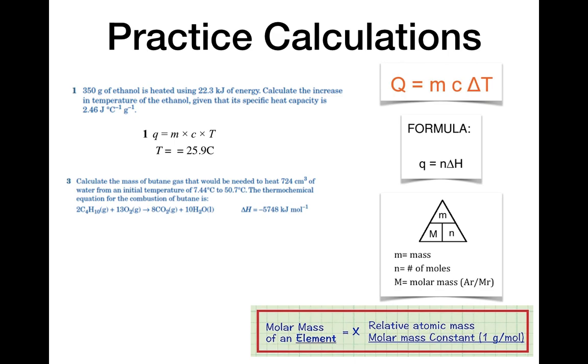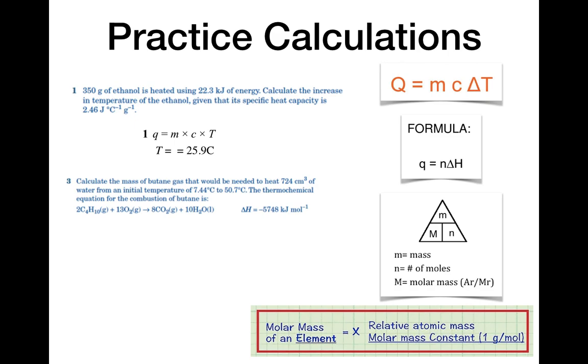Number 3 here, another practice question, it's a little more complicated. Calculate the mass of butane gas that would be needed to heat 724 centimeters cubed, or 724 milliliters, same thing, of water from an initial temperature of 7.44 degrees Celsius to 50.7 degrees Celsius. The thermochemical equation for the combustion of butane is, there's a balanced equation, and the delta H value. So I want to know the mass.